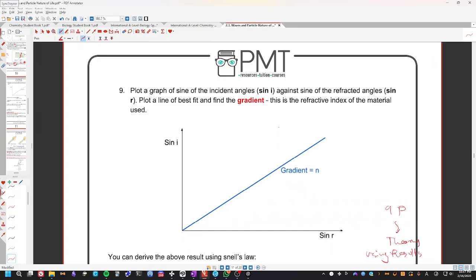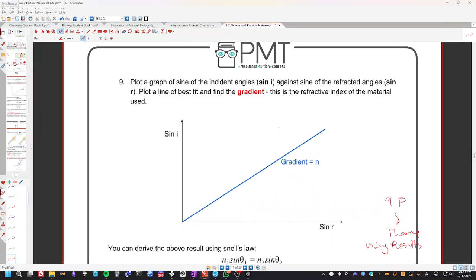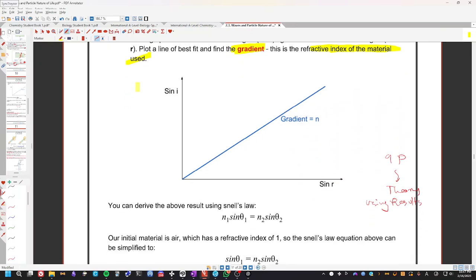And sin i is going to be against sin r. Get the best fit and find the gradient. That's going to be your refractive index of the material. So hopefully your best fit gradient will be the refractive index of the material used. That's important, just so that the gradient is the refractive index of the material.